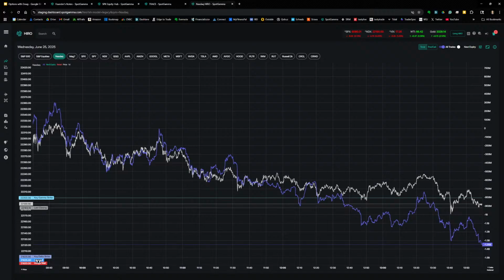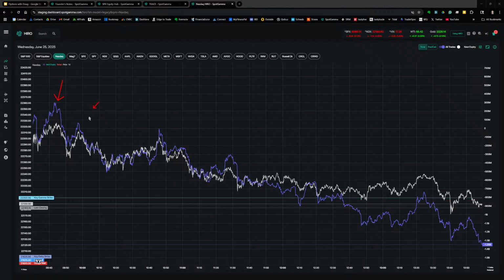And more peak patterns here, setting up shorts, 9:45, 10 o'clock, 10:45, just like the S&P 500.